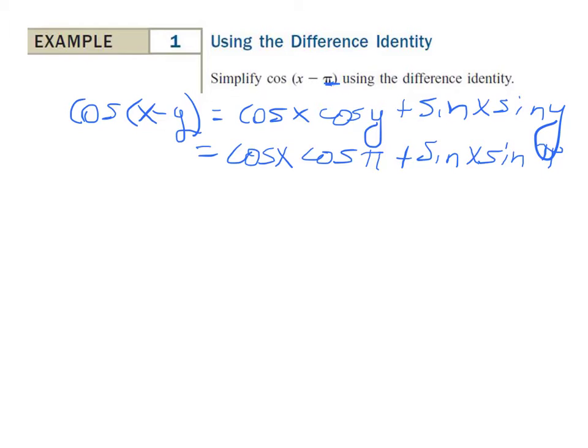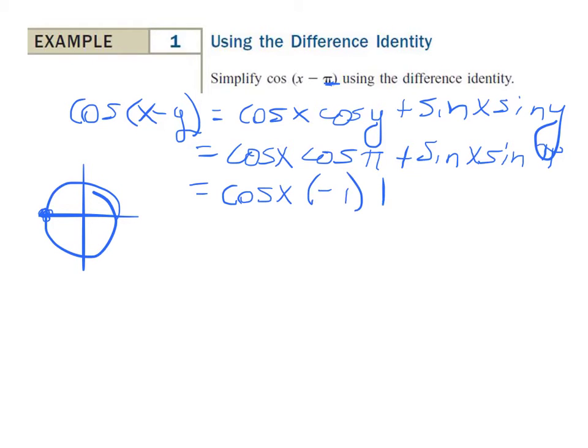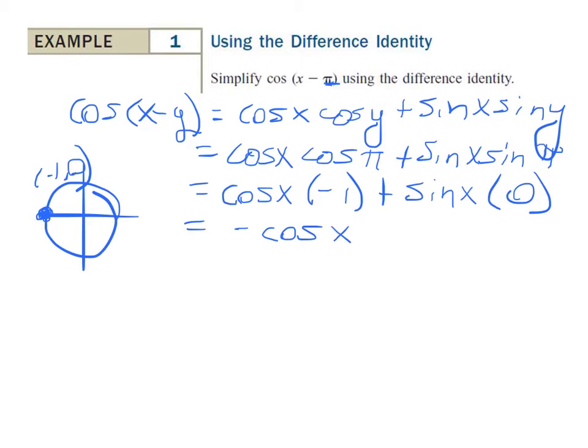All right, so we need to figure out what is the cosine of pi. And if you remember on your unit circle, we're talking about right here, cosine is x, so cosine of pi is going to be -1, so cosine x times -1, plus the sine of x, and then the sine of pi. Sine at this point, this is -1, 0. Sine is y, so it's 0. What you end up with is negative cosine x. All right, we're done with that one.